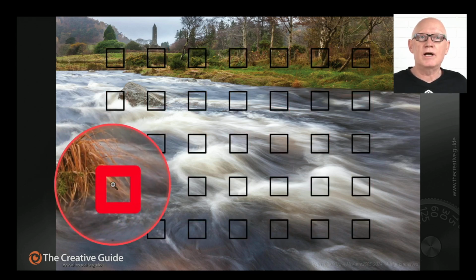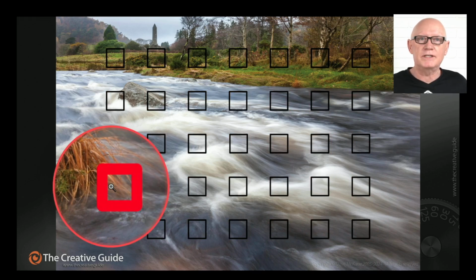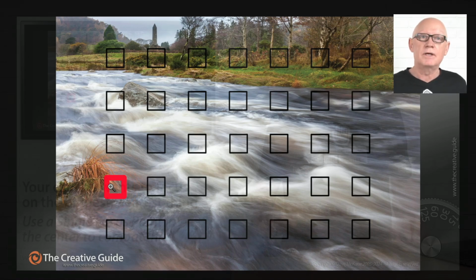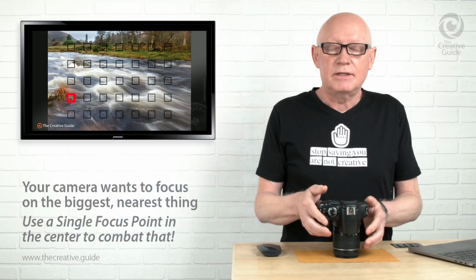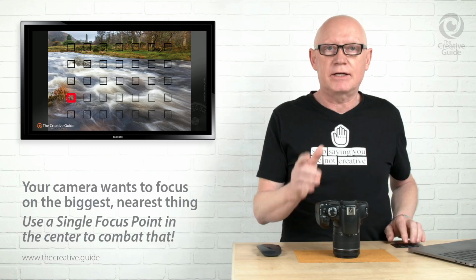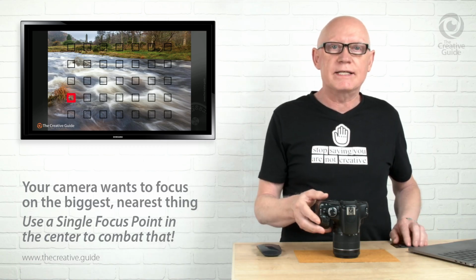But here, where I've chosen a specific focus point that's on or closest to the thing that I want to be in focus, I know that that thing will be in focus. Now, why is that? Well, the reason is that rule of thirds comes into play here, and I'm going to explain a little bit more in a second.